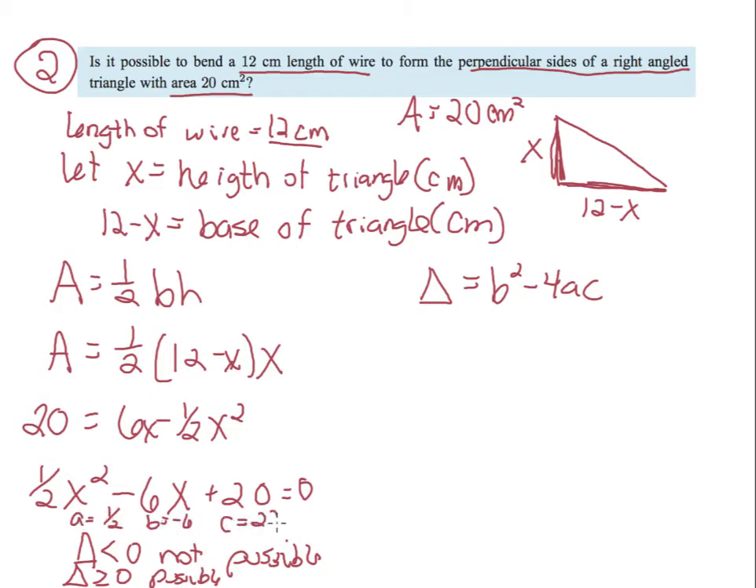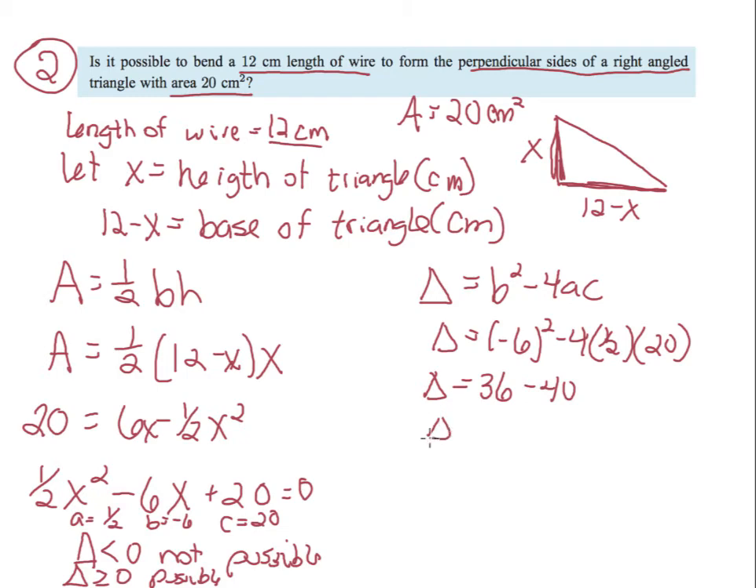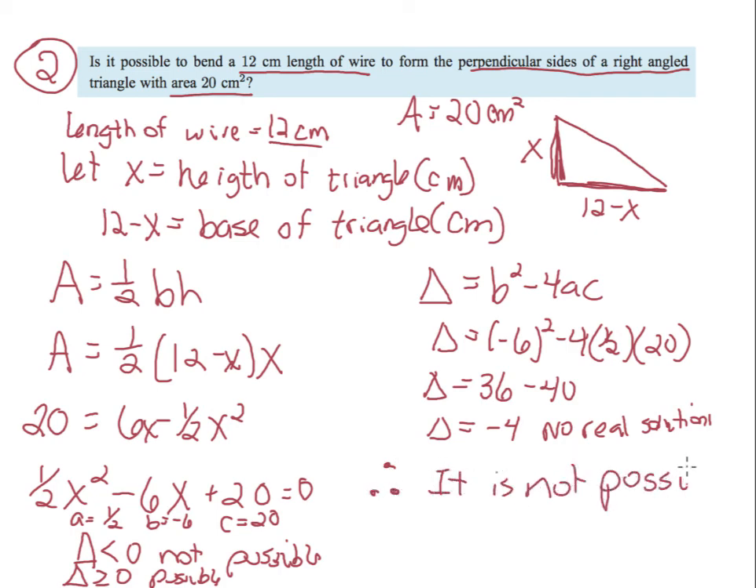I just need to identify my a, b, and c and plug them into the b squared minus 4ac formula. I find my discriminant is a negative number, negative 4 to be exact. Since my discriminant is negative, I know it is impossible for me to form a right triangle that has the area of 20 centimeters squared, given only that 12 centimeter long piece of wire. So I'd say it is not possible, and that would be my sentence answer.